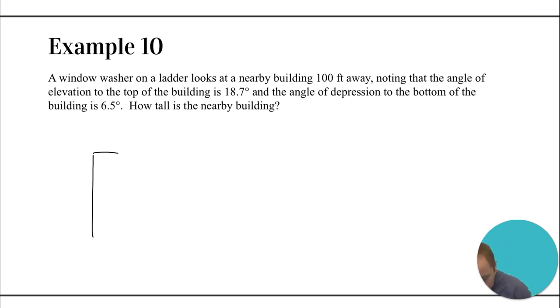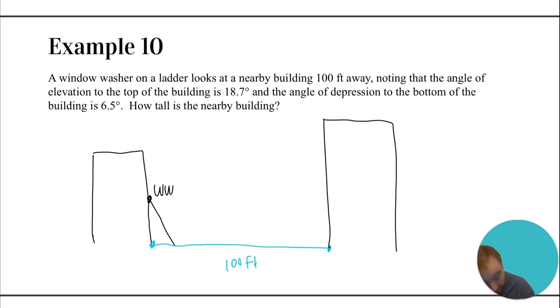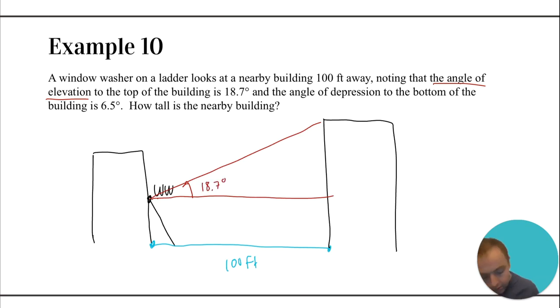So, sketching this out, you've got this window washer that is currently washing windows on some building. So, of course, the ladder is going to be leaning up against the building. And then at the top of the ladder, right there, is the window washer currently, right? So, 100 feet away from where that window washer is, from the one building to the other building, we've got this distance of 100 feet apart. And so the window washer is looking upwards at an angle of elevation. So that means that from the horizontal eye level of the window washer and then pivoting upwards, they're seeing the top of the building, and that angle there is going to be 18.7 degrees.